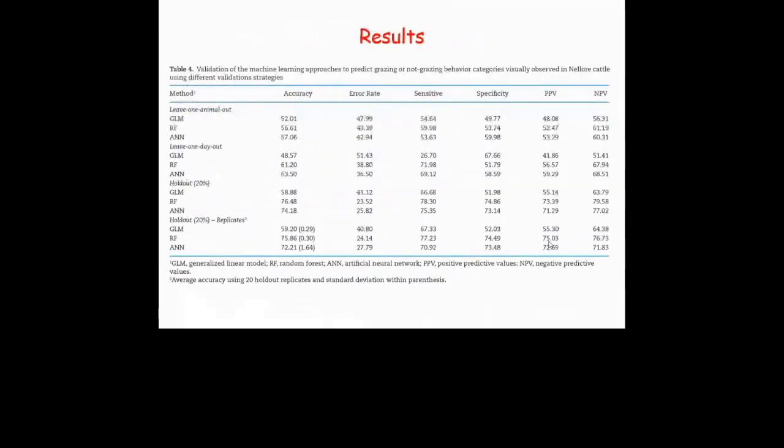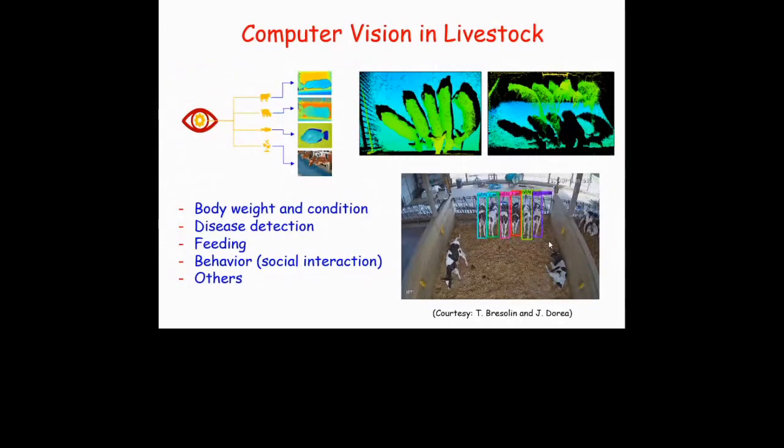And we don't need to go to details, but we compare different models: generalized linear model, random forest, and neural nets, and then the different cross-validation strategies. Okay? Very good. So that's trying to estimate feed intake. So let's look at the growth of animals now.